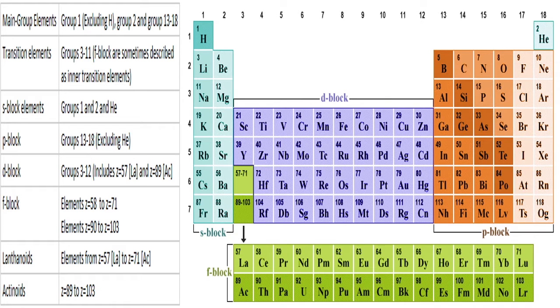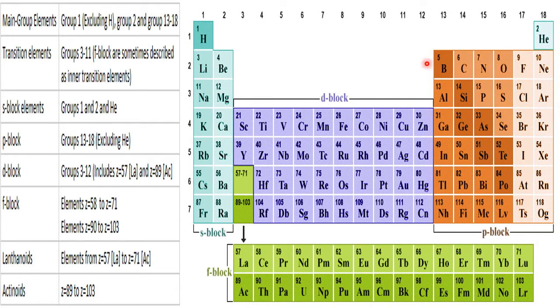Now please see the exact members sitting. So totally we have 18 groups. The main group elements are group 1 and group 2, and then groups 13 to 18. These are called main group elements or representative elements. S and P block elements are called representative elements.